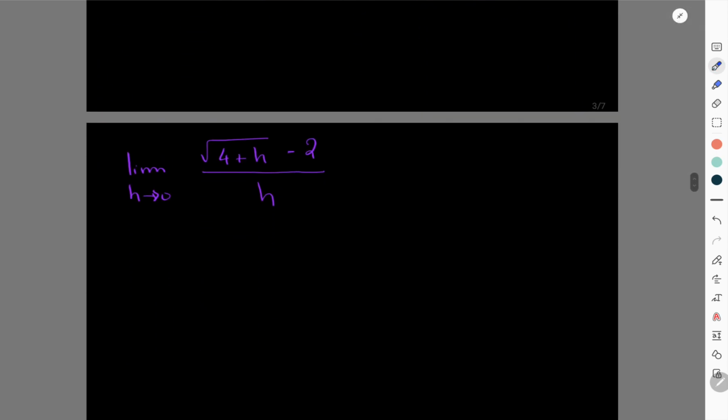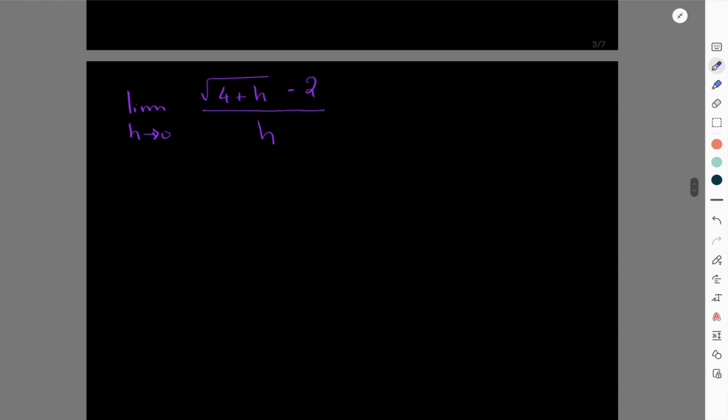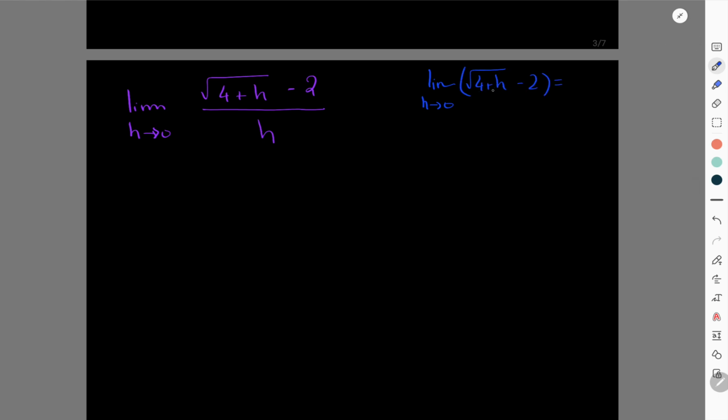Now let's move on to a slightly harder example. The limit as h approaches 0 of (square root of 4 plus h minus 2) over h. Now first we try to plug in. The limit of the numerator, you can plug in, you get 0. And in the limit of the denominator, you obviously get 0. So it's indeed a 0 over 0 that is indeterminate. Now in this case, what we could do is try to get rid of the square root.